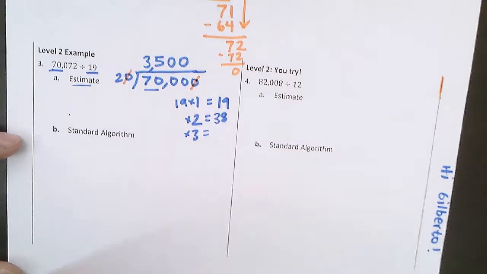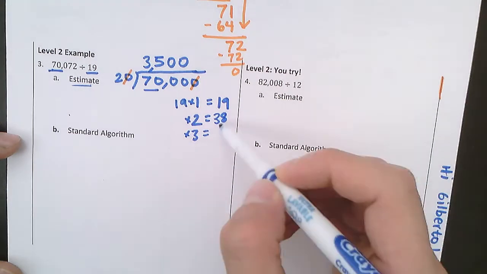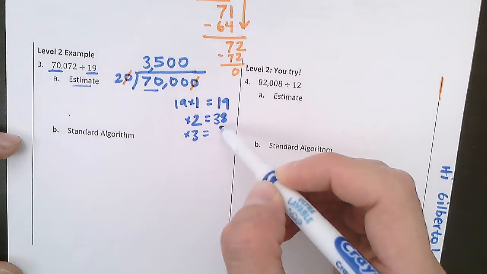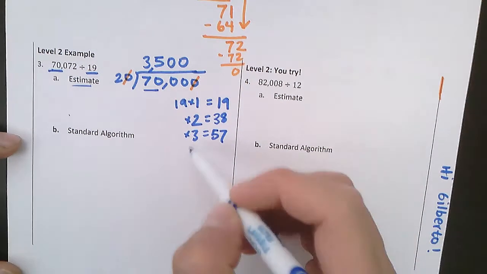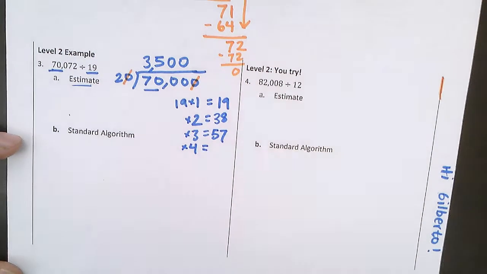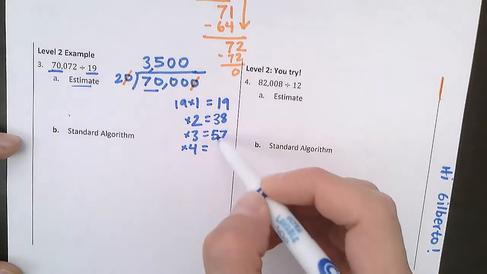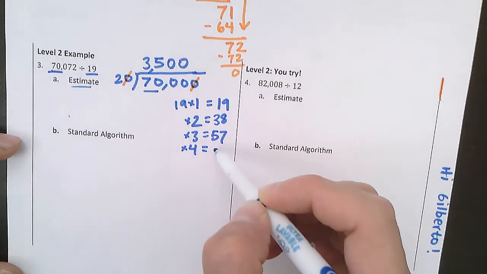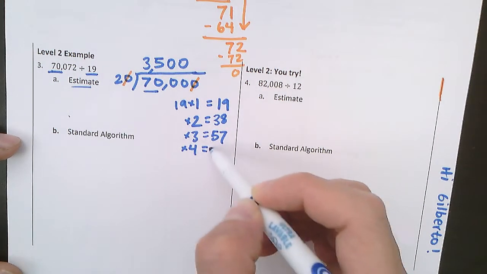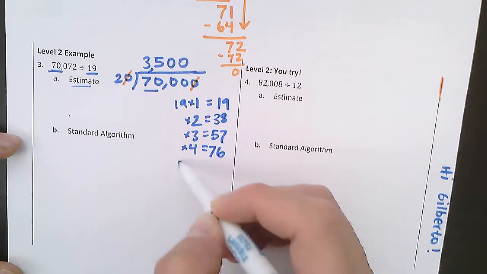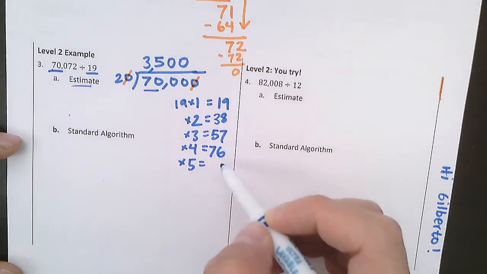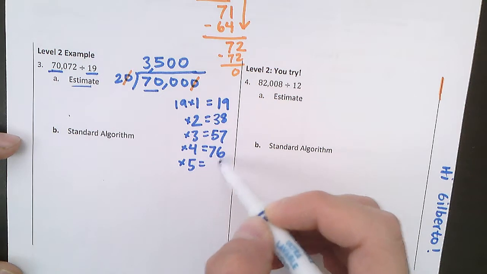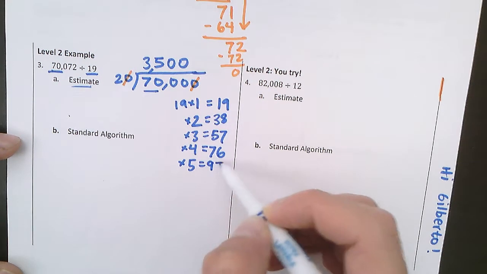19 times 3, let's add another 20 and then subtract 1. So plus 20 would be 58. Minus 1 is 57. Same thing. Times 4, let's add 20, subtract 1. 57 plus 20 is 77. Minus 1 is 76. Times 5, let's add 20, which is 96. Minus 1, 95.